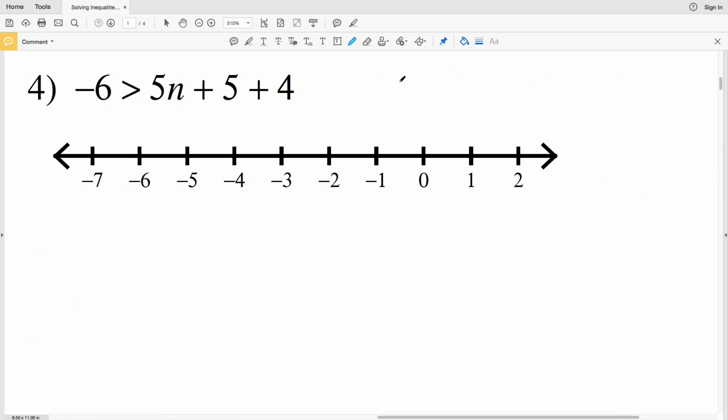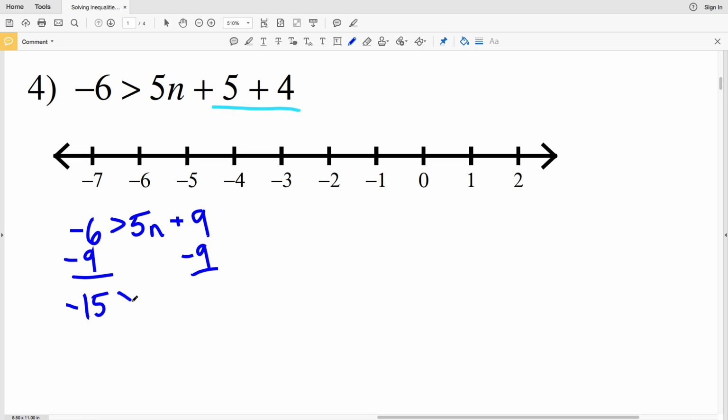In number 4, negative 6 is greater than 5n plus 5 plus 4. I'm going to combine my 5 and 4 on the right-hand side of my inequality. That'll be negative 6 is greater than 5n plus 5 plus 4, which is positive 9. Subtracting 9 from both sides, I'll get that negative 6 minus 9 is negative 15, and that's greater than 5n. When I divide by that positive 5, I'll get that negative 3 is greater than n, which we could also write as n is less than negative 3.